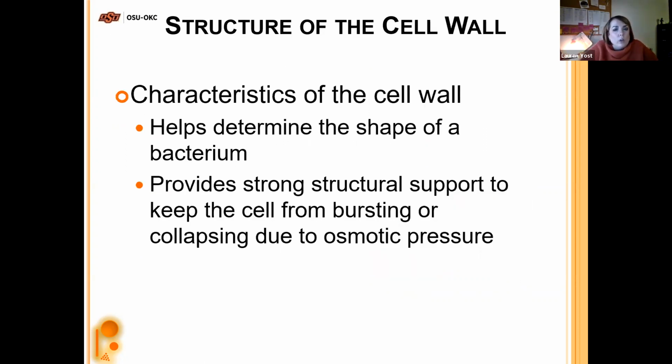So what's up with the cell wall? What does it do? It helps us determine the shape of the bacteria and provides strong structural support, keeps us from bursting in the presence of osmotic pressure. Osmotic pressure is like the difference of water versus salt concentrations in and out of the cell.